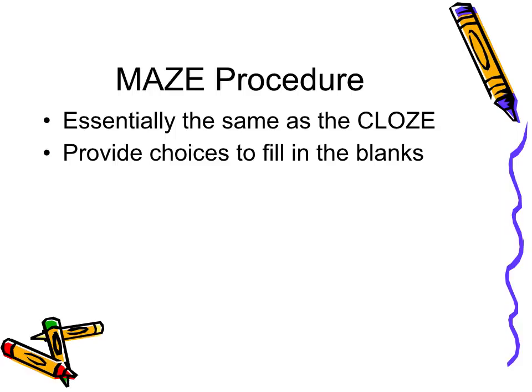A maze procedure is very similar to cloze. It's the same overall procedure, except instead of having a blank, the student would have a choice to fill in that blank. So instead of just having a blank area where the student has to generate their own response, in that blank, there would be a choice of 3 words. One of them would be correct, and the student would have to make a choice from 3, which word most correctly fills in the blank.